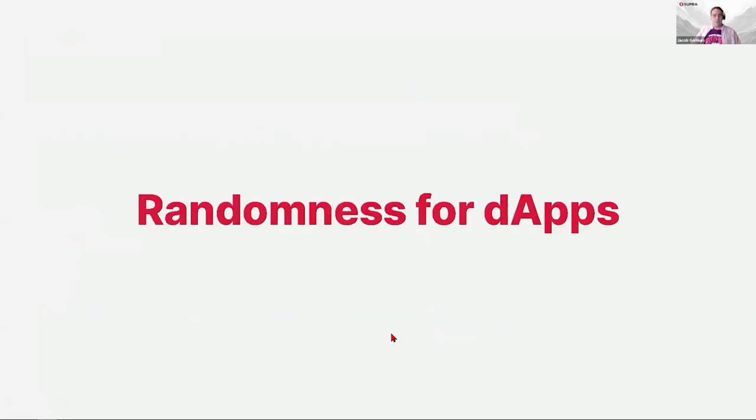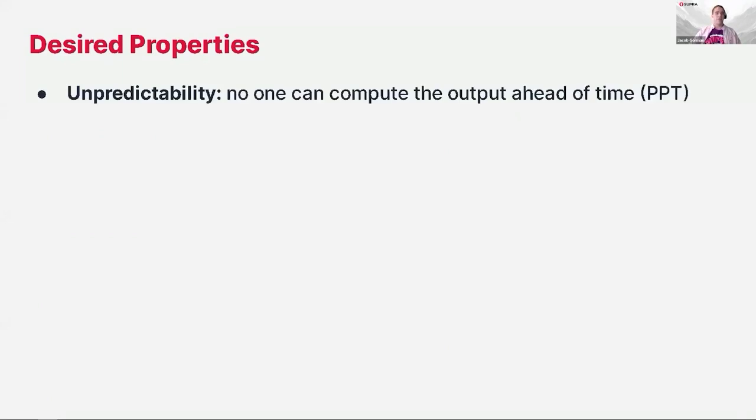And that brings us to the meat of the presentation, randomness for dApps. And we'll start with our desired properties. Some of these may look familiar to those of you who are familiar with cryptography. We'll start with unpredictability. No one should be able to compute the output ahead of time. For a more rigorous definition, for a probabilistic polynomial time adversary, there should be no probabilistic polynomial time algorithm that allows you to figure out what the randomness will be ahead of time with non-negligible probability. Non-negligible probability speaks for itself.